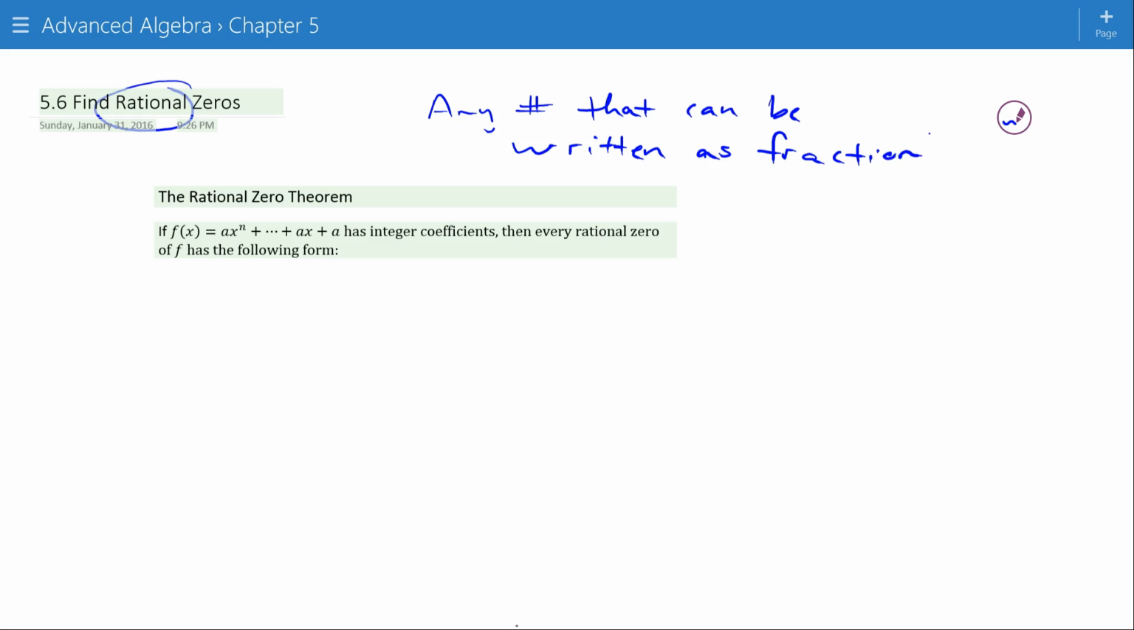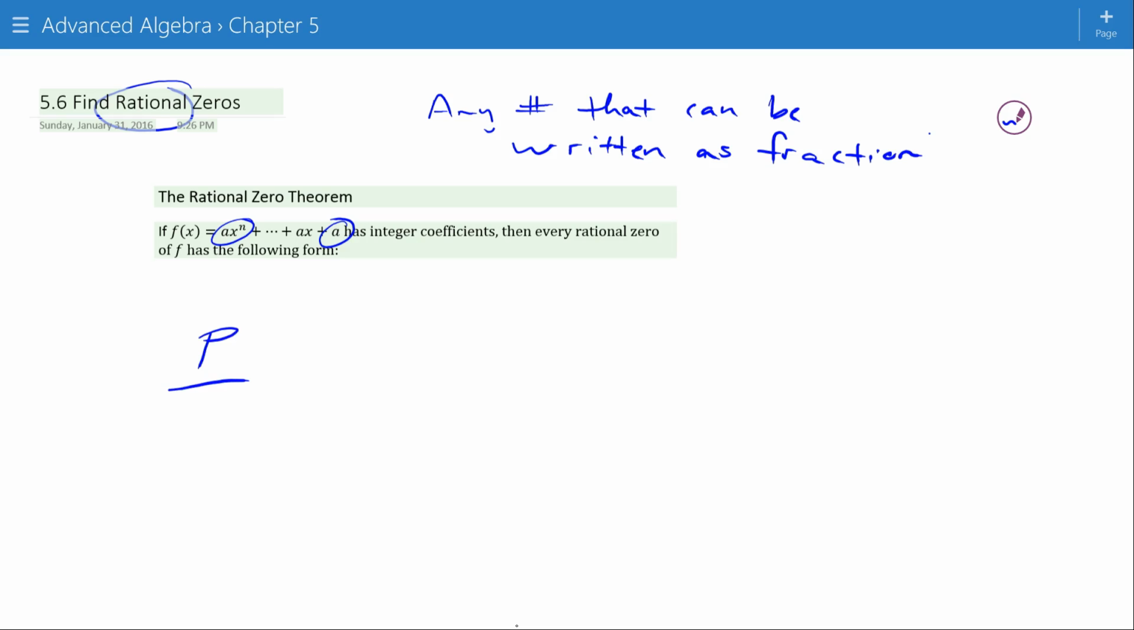So what the rational zero theorem states is that anytime you have it written like that, x to the n plus blah, blah, blah, plus a, and all of your coefficients are integers, so no fraction coefficients, then every rational zero, every single zero of that polynomial follows the same form. And the form is going to be really focused on the leading coefficient and the constant term.